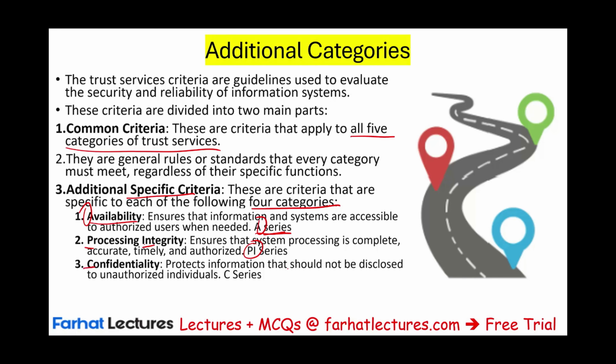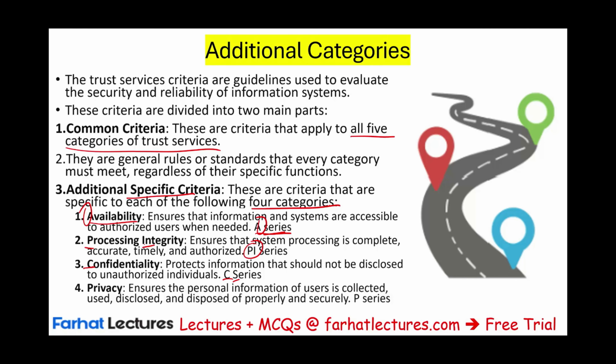Confidentiality means protecting information that should not be disclosed to unauthorized users. C series. And privacy, the P series. What's privacy? It ensures that the personal information of users is collected, used, disclosed, and disposed of properly and securely. Now notice we don't have an S series for security. Why? Because the common criteria apply to security. Basically, security is across the board. Let's go ahead and get started by discussing each of these additional criteria, starting with availability.